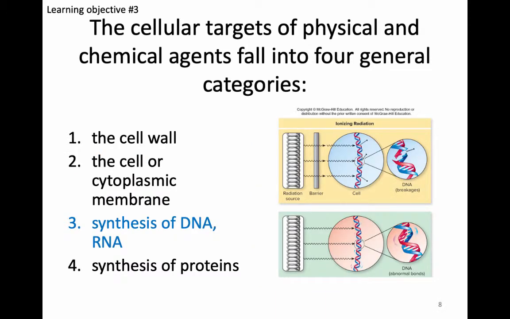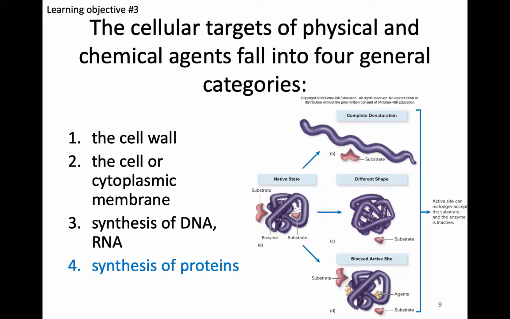Some methods will affect the synthesis of DNA or RNA. Either they prevent DNA or RNA from being made, or the DNA or RNA is damaged, as shown in this image from your book. Radiation is an example of a control method that affects cells in this way. It causes DNA to break, or it causes abnormal bonds in the DNA. And that would be really bad for the cell because it would now not have all the instructions it needs to do all the essential jobs.